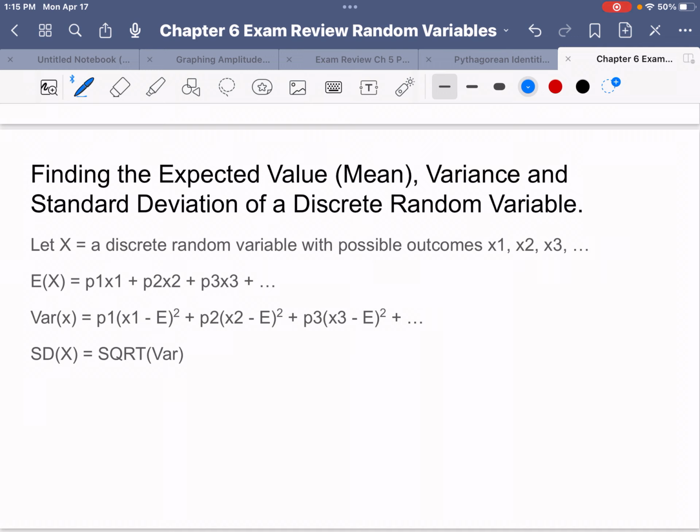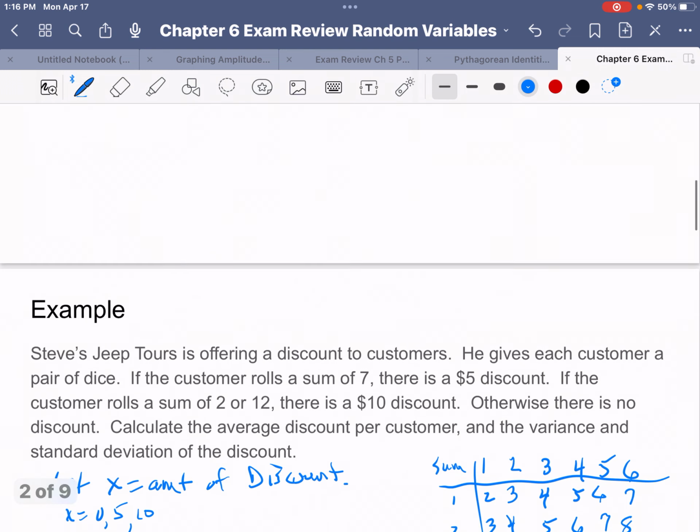Let x equal a discrete random variable with possible outcomes x1, x2, x3, and so on. The expected value formula is p1 times x1 plus p2 times x2 plus p3 times x3 until you're done. The formula for the variance is p1 times (x1 minus the expected value) squared plus p2 times (x2 minus the expected value) squared, plus, and you just keep going until you're done. And then the standard deviation of a random variable is equal to the square root of the variance that you just calculated. So let's see how these three formulas work out in an example.